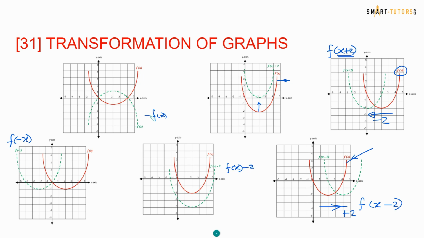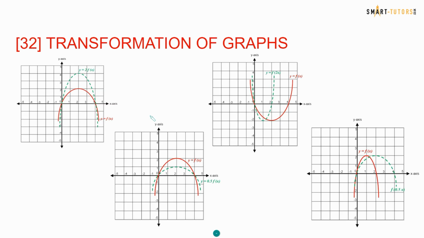So reflection in the x-axis if the minus comes outside. If the minus comes inside the bracket, reflection in the y-axis. f(x) + 2 means the graph is moving up. f(x) - 2 means the graph is going down. f(x + 2) means the graph is moving left. f(x - 2) means the graph is moving right.